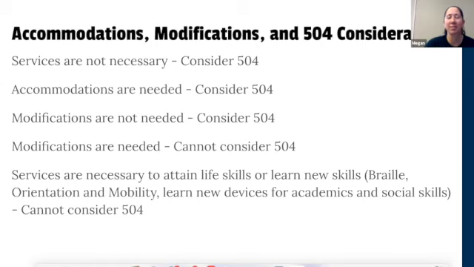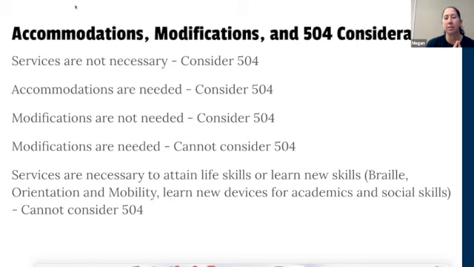Accommodations, modifications, and 504 considerations. Now, we want to think about, does this student really need an IEP? Or maybe they should be considered for a 504. Well, in order to figure that out, we have to answer a few questions. Are services necessary for this student? If services are not necessary, if the student doesn't need any sort of direct services, you might consider a 504 plan. Are accommodations needed? Is the student accessing his or her environment without any extra accommodations?